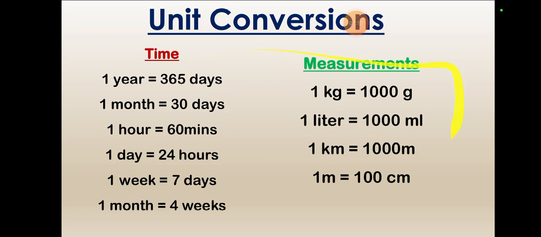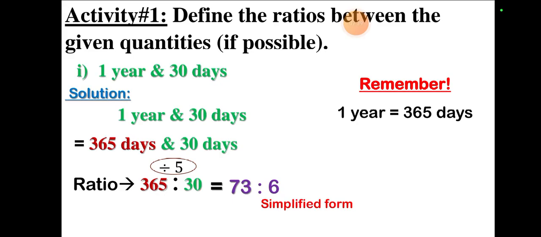Unit conversions, we also revised that time: 1 year equals 365 days, 1 month equals 30 days, 1 hour equals 60 minutes, 1 day equals 24 hours, 1 week equals 7 days, and 1 month equals 4 weeks. And in measurements, we revised that 1 kg equals 1000 gram, 1 liter equals 1000 milliliter, 1 kilometer equals 1000 meter, and 1 meter equals 100 centimeter. These all things are very easy, and we discussed them yesterday, so there is no need to revise all of them again.